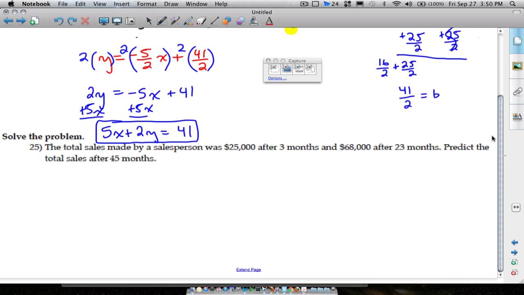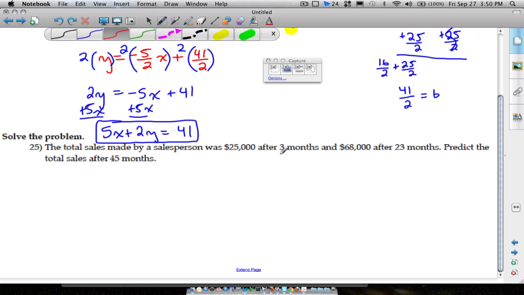And last but not least, number 25. The total sales made by a salesperson was $25,000 after 3 months and $68,000 after 23 months. Predict the total sales after 45 months.